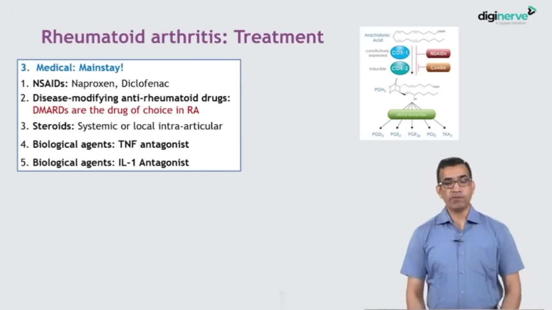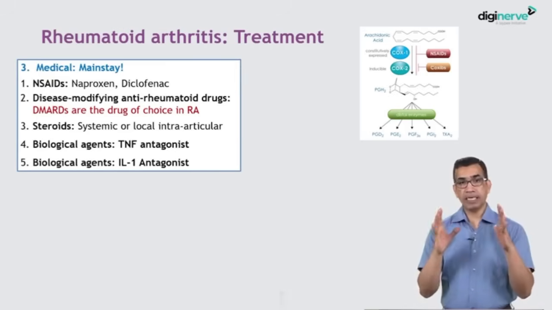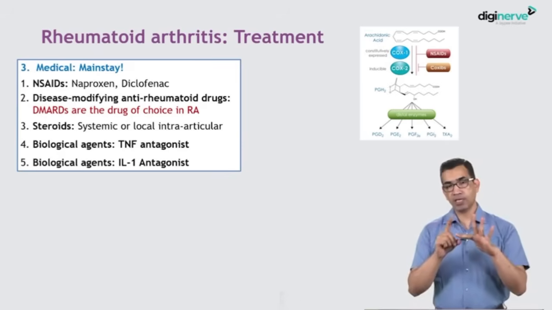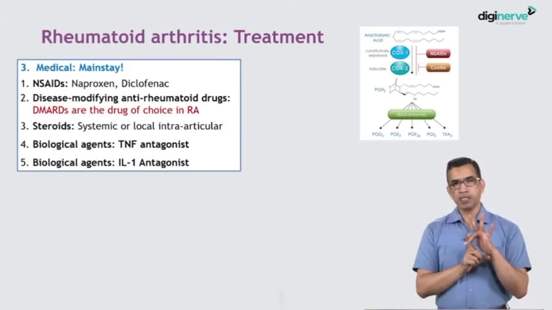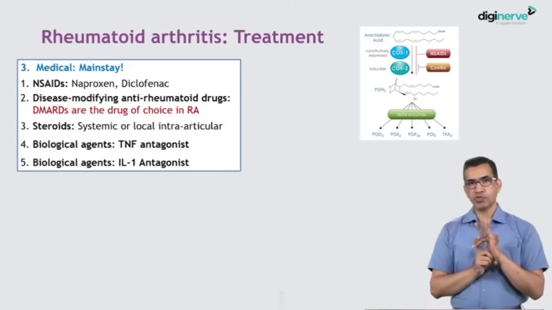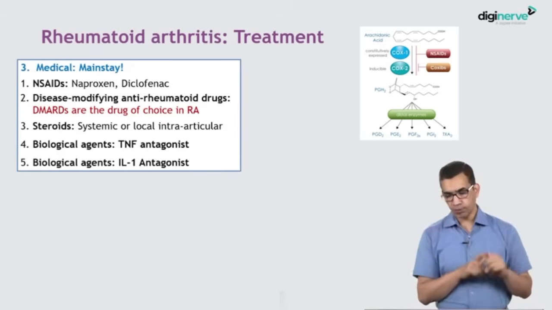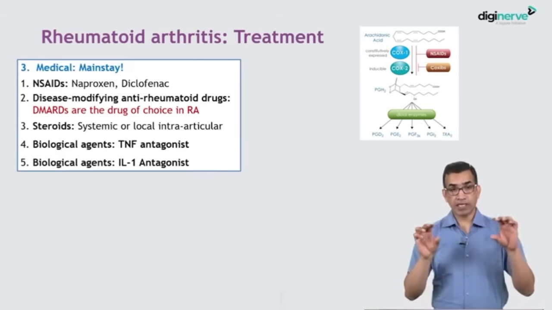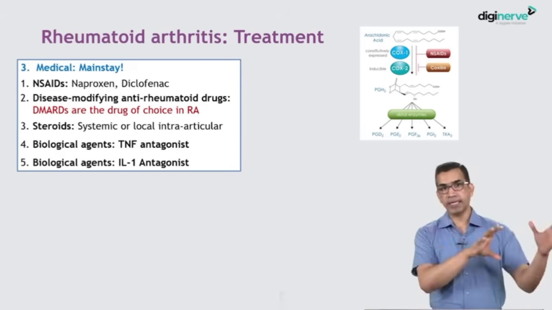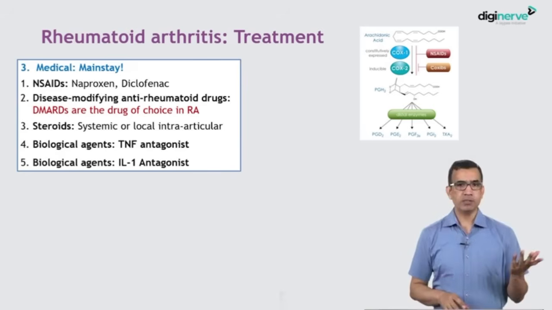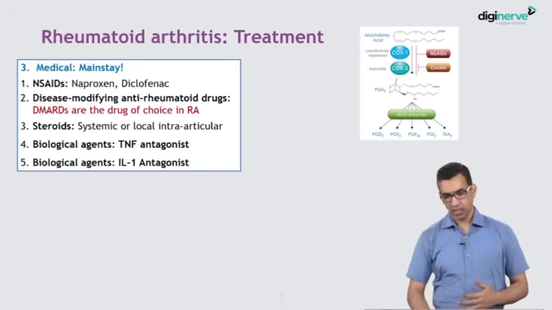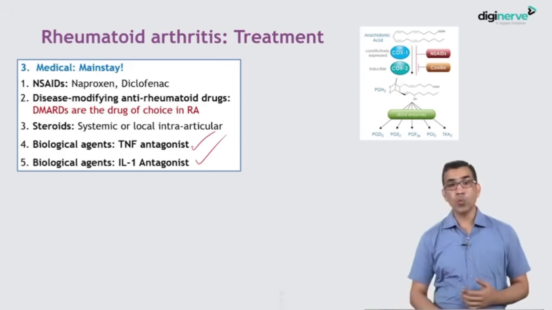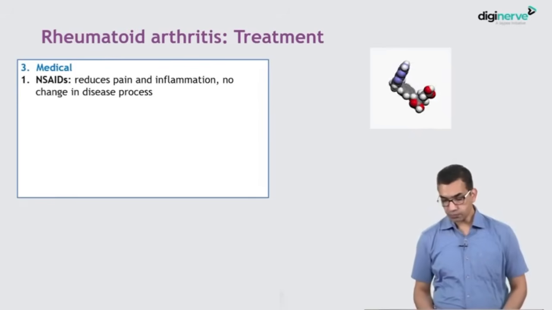Go to the medical treatment, which is the mainstay. In general there are 5 things. You can give them analgesics. Typically we give NSAIDs because you need to control the inflammation also. Then disease modifying agents, which are by and large the mainstay, the gold standard of the medical part. Then steroids, which can be given systemic or intra-articular. Then biological agents, which could be either TNF antagonist or interleukin-1 antagonist.